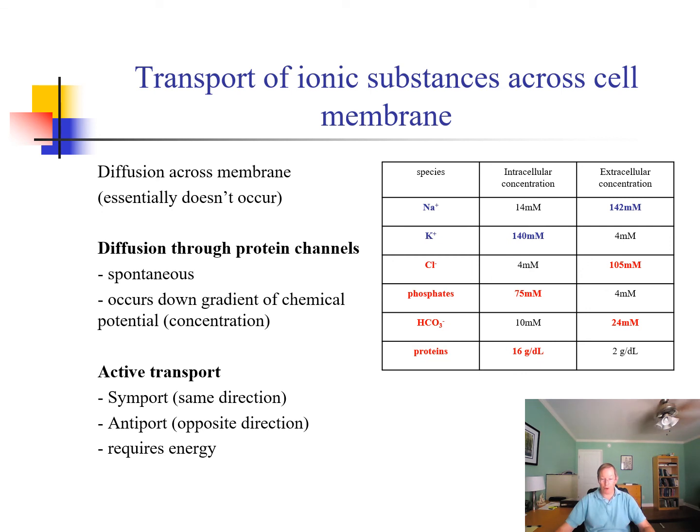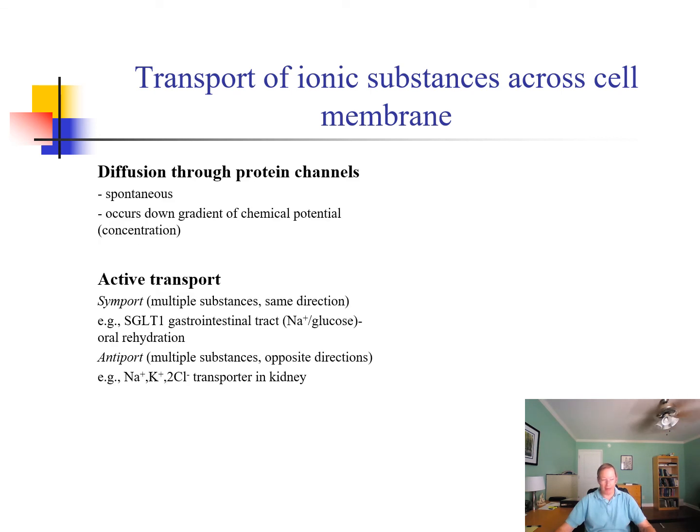But in order to get those concentration gradients, I have to have active transport that is an energy requiring process. And that can be through either a symporter, where I transport two substances in the same direction, or an antiporter, where I actually have one ion transferred in one direction, another ion or another substance transferred in the opposite direction.